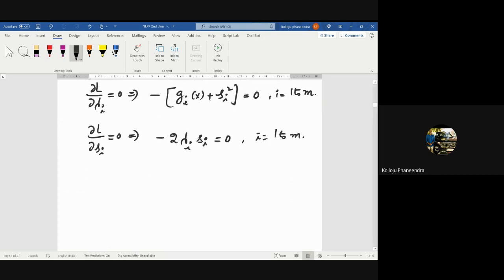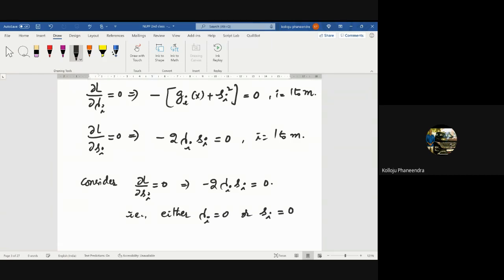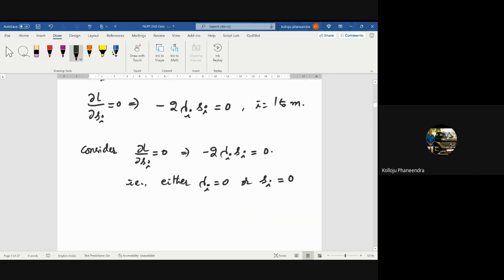Okay, the first part, one by one. First one you consider, the last condition. Now, consider dou L by dou s_i equal to 0. This first condition gives lambda i s_i equal to 0. That is, either lambda i is 0 or s_i is 0. These are the two conditions. Then you consider one part. If lambda i equal to 0, then s_i not equal to 0.